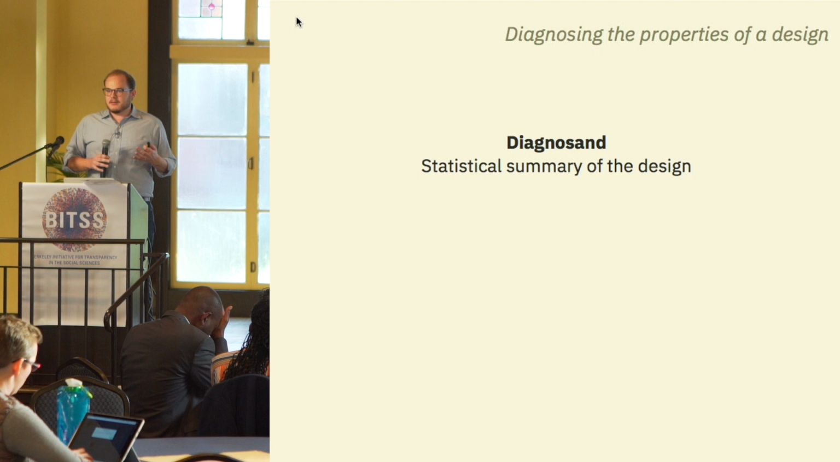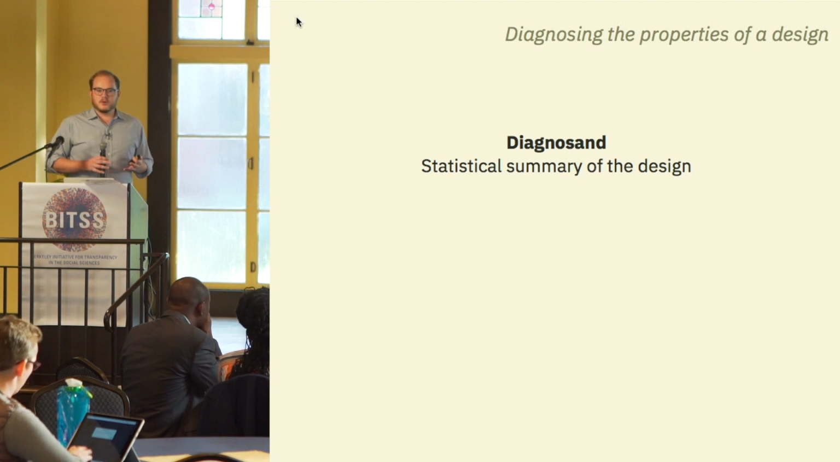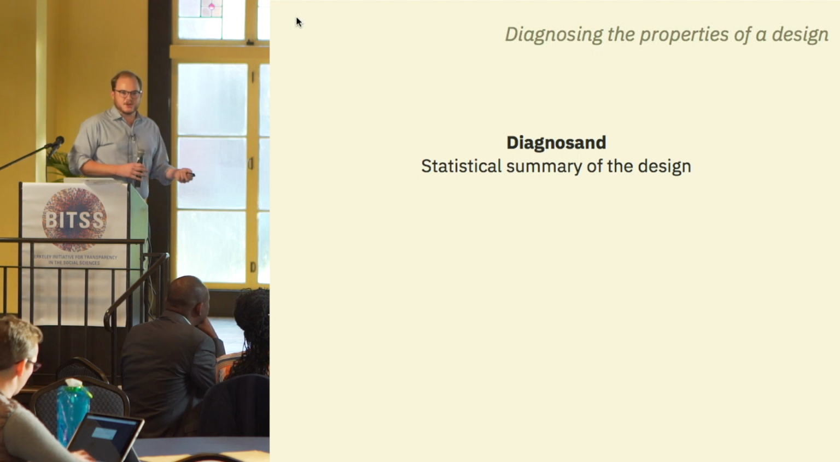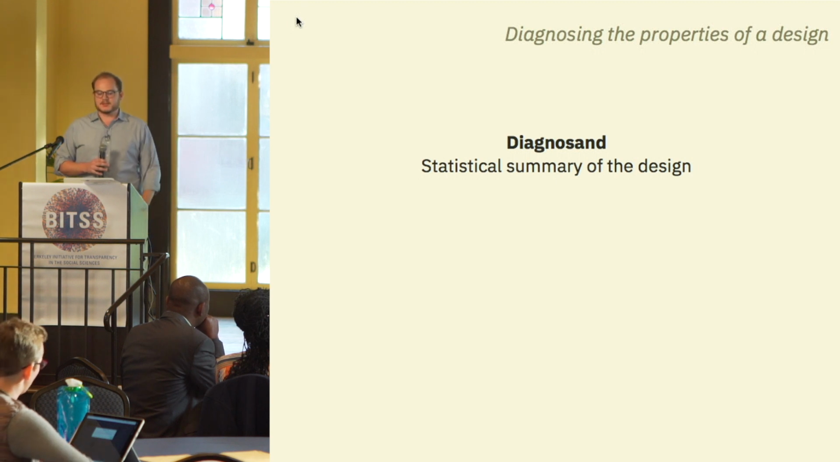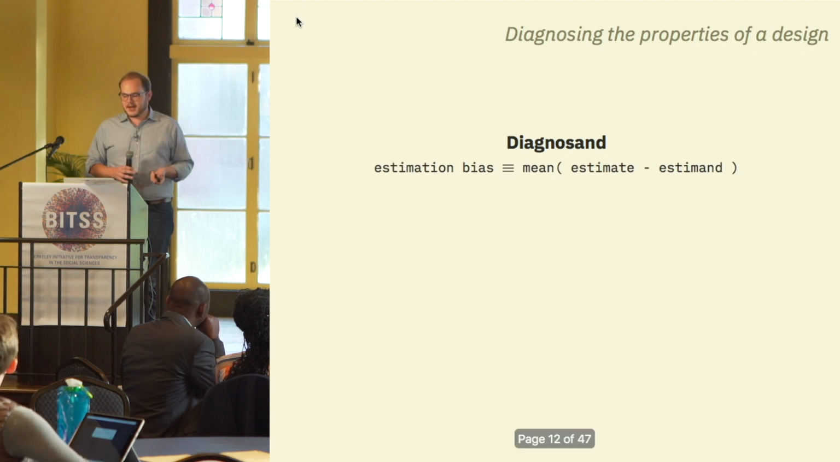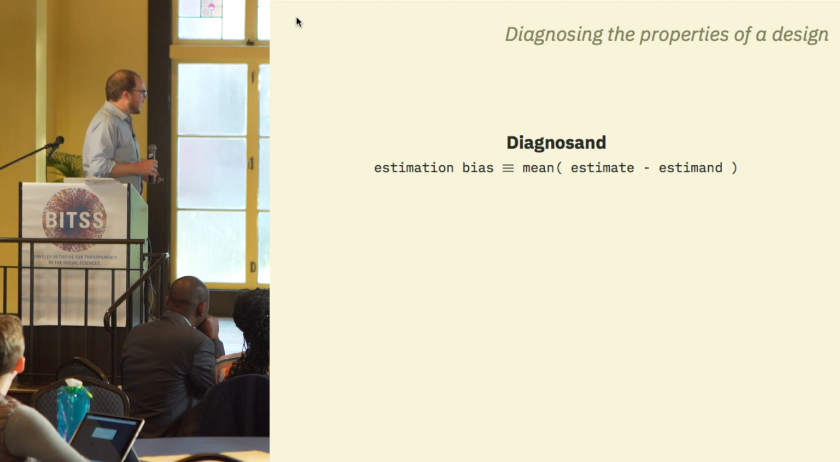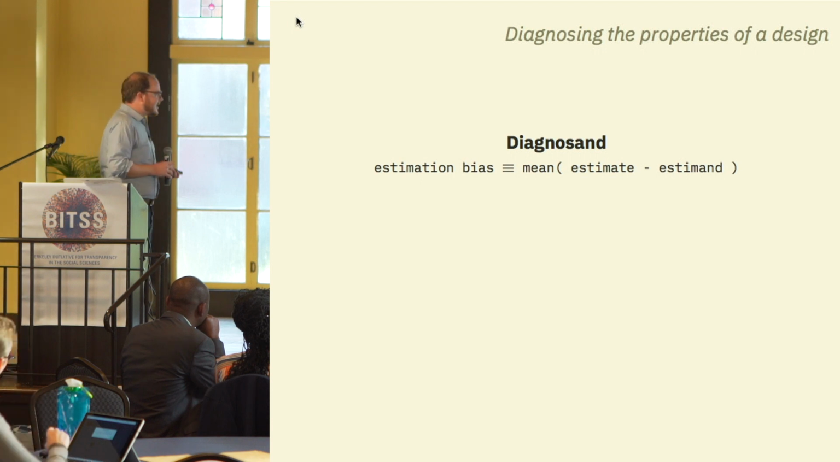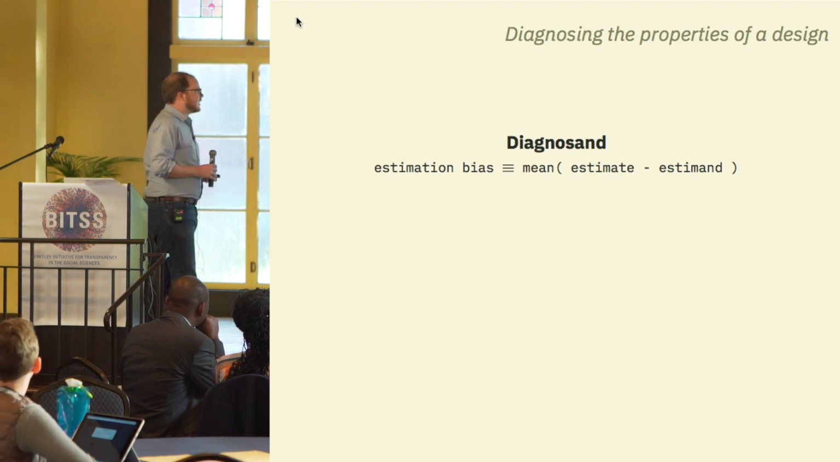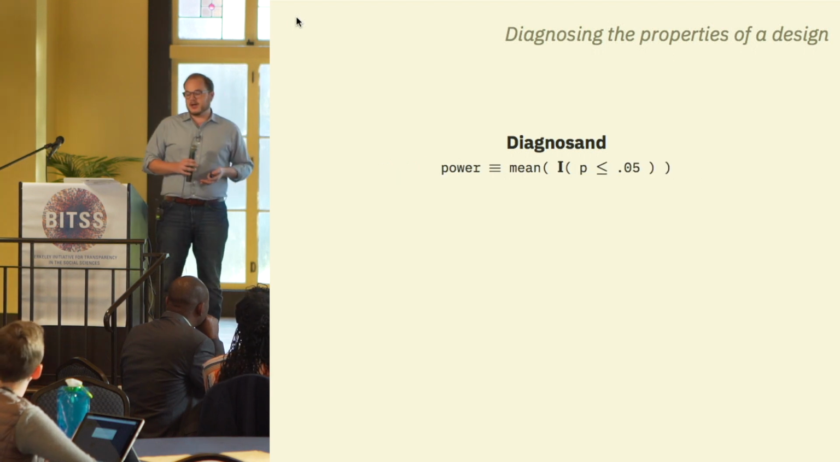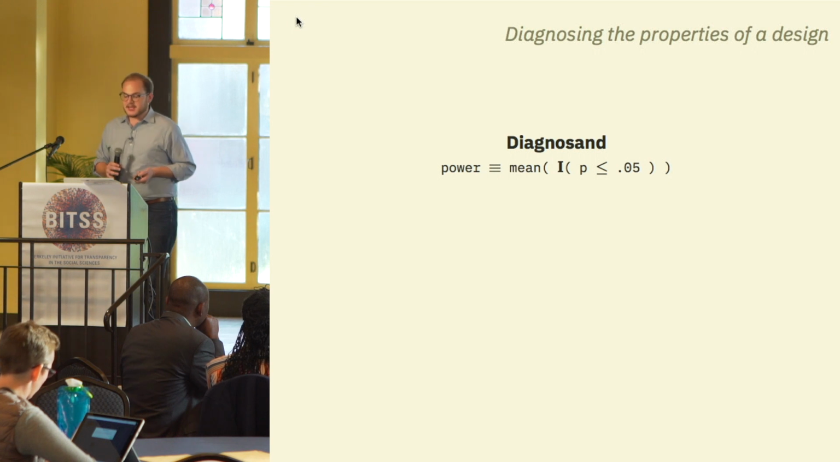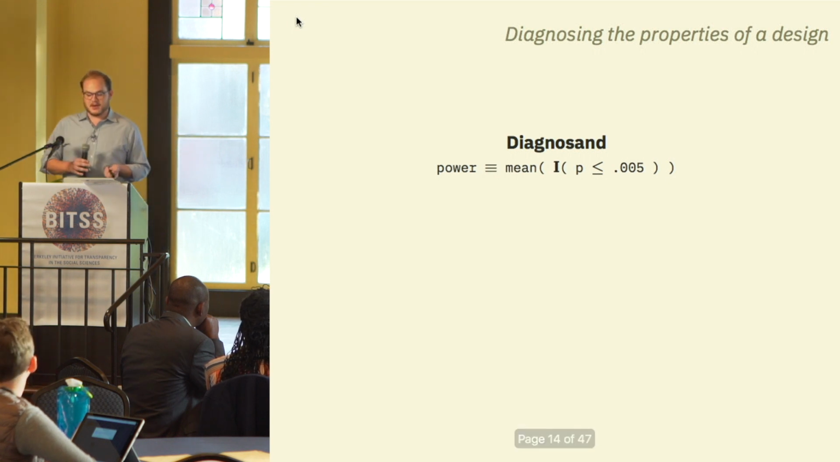To take this model of a design, this 4-element definition of what we need to know about your design to then answer the question, is this a good design for the inquiry that I've posed? We need two more parts. The first is a diagnosand. So this is just a statistical summary of a design. So this is things like estimation bias, or the mean difference between the estimate and the true estimand. This might be the power, so the average proportion of times that the p-value is less than 0.05.